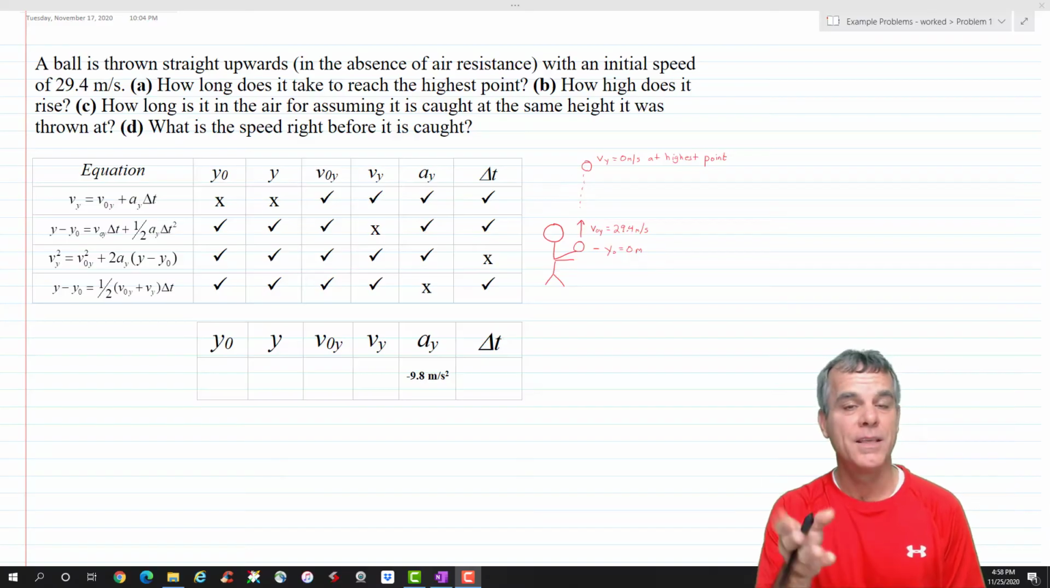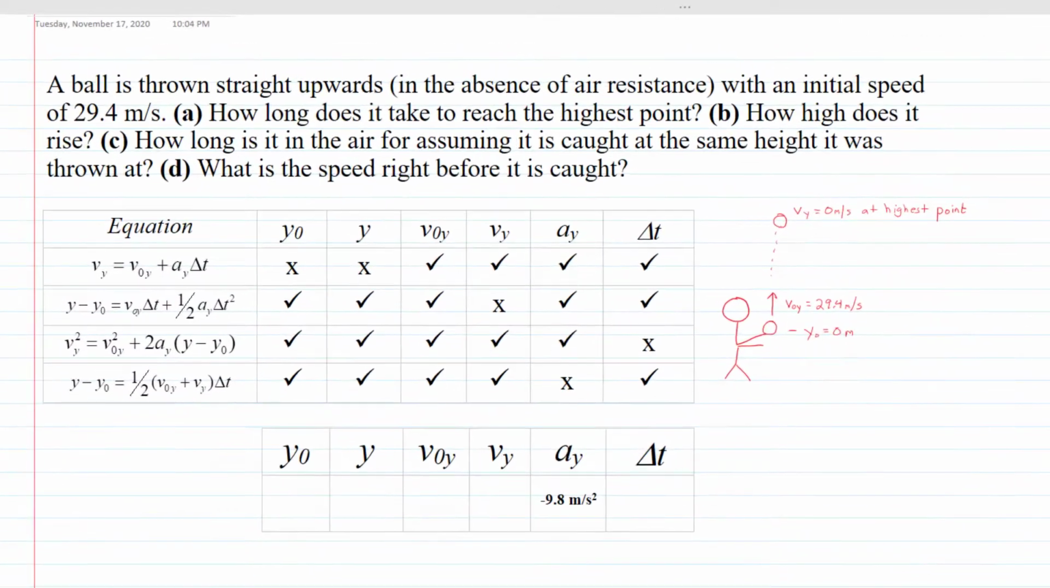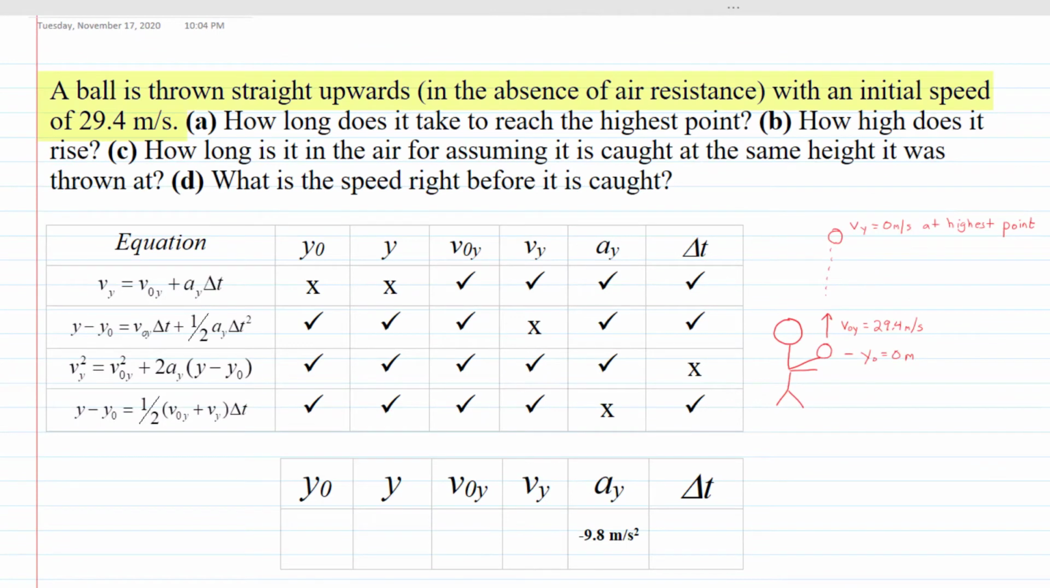Well, let's take a look at this example problem. This example problem states the following. A ball is thrown straight upwards in the absence of air resistance with an initial speed of 29.4 meters per second. A. How long does it take to reach the highest point? B. How high does it rise? C. How long is it in the air for, assuming it's caught at the same height it was thrown at? And then D. What is the speed right before it's caught?